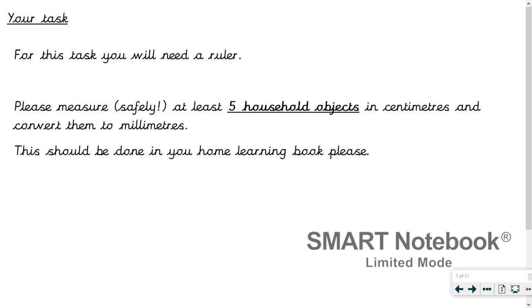What I want you to do is please measure, and I'll put safely, at least 5 household objects in centimetres. Don't measure tiny little things, but measure a household object in centimetres, and note that down in your home learning book. And then what I want you to do is use the method we just used to convert that centimetre measurement into millimetres. So for all 5 objects, in your home learning book, you'll measure an object, write what the object is, for example, Hoover. You'd then write down how many centimetres long it was, and then convert that to millimetres. Do that for 5 objects, and then you're going to come back and I'll explain what you're doing next. Give it a pause, go and do that task, please.